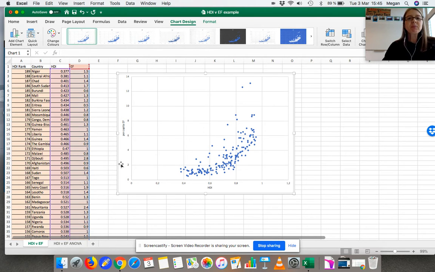Okay, so now we're going to basically determine the R-square value, and we can do that very easily just using Excel by adding a trend line.